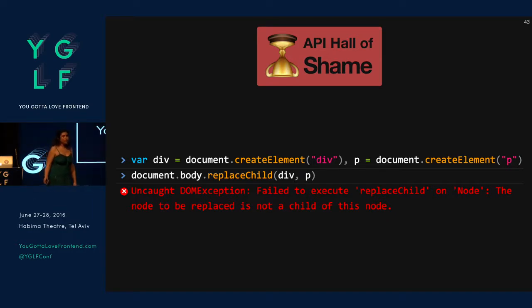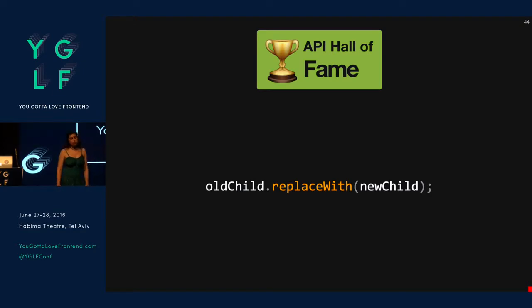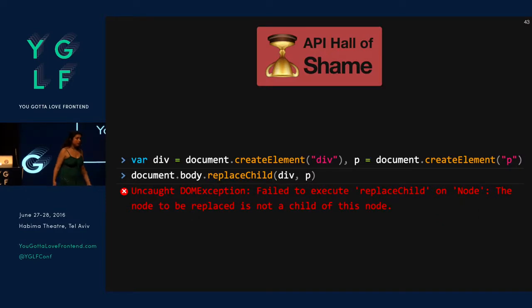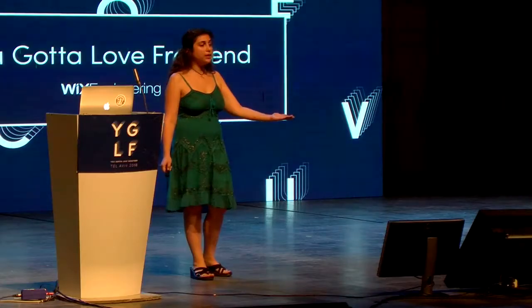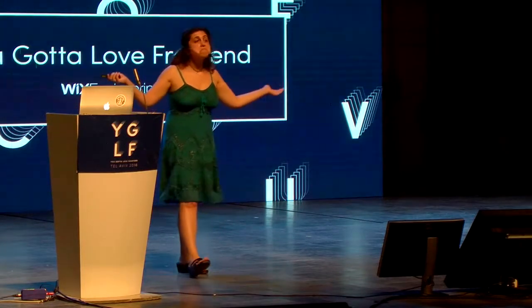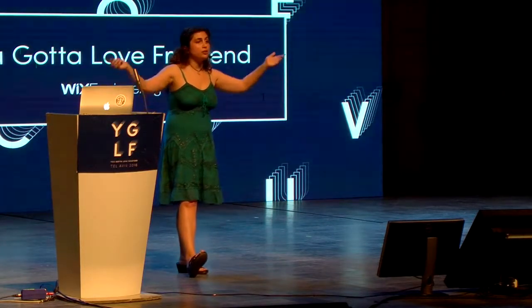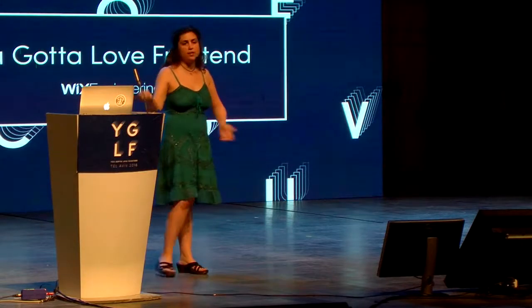So the WhatWG realized this at some point, and they added more methods that are easier to use, like replaceWith. Unfortunately, it's not supported anywhere yet, but it will be soon. And that doesn't have an error condition, because you don't have to refer to the parent node anymore. It's just the old child and the new child. No references to any parent nodes that need to be in sync. If I try to replace the div with the p, okay, nothing happens. Yeah, you have two floating DOM element references. I replaced them. Are you happy now?